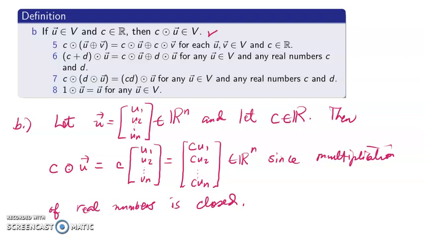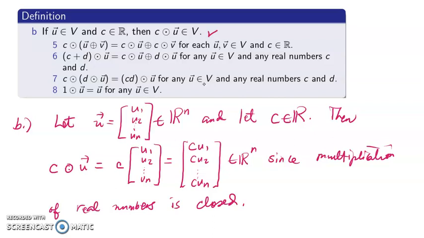Let us now proceed to property B. If U is in V and C is a real number, then C times vector U is in V. Since our V is Rn, we will let U be this matrix in Rn, and also we will let C be in R. Then you have to show that C times U is in V.